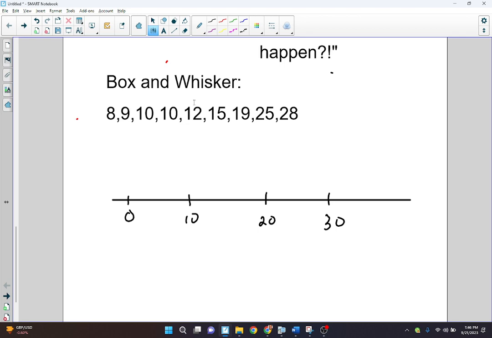All right. So first we're going to find the middle of the data. 1, 2, 3, 4. Okay, so this right here, the 12, is the middle of the data. So that's our median.